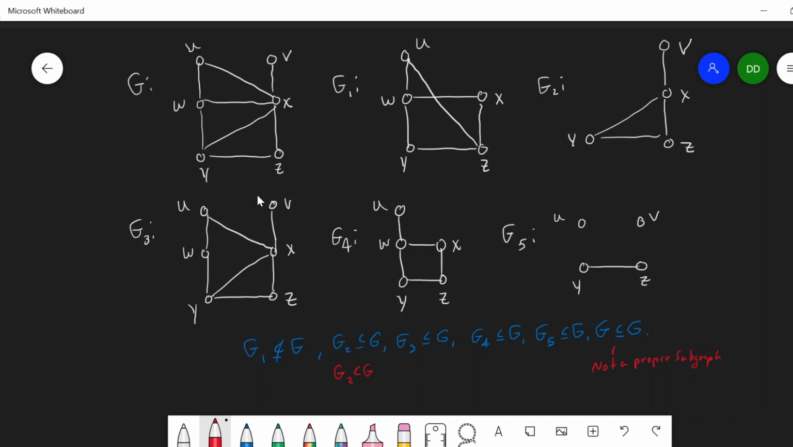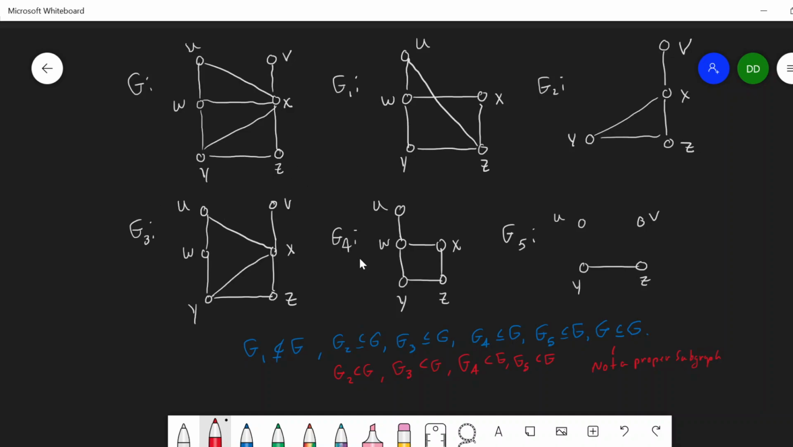And this is the same for the rest of these. Notice with G3, while the vertex sets are the same, the edge sets aren't. I'm missing this edge. It looks like, yeah, I'm just missing that edge from G. So G has an extra edge that G3 doesn't. So G3 is a proper subgraph of G. G4 as well is a proper subgraph of G. And G5 is a proper subgraph of G. So proper subgraph is a little bit more specific. It adds the condition that they're not the same graph. So those are all proper subgraphs.